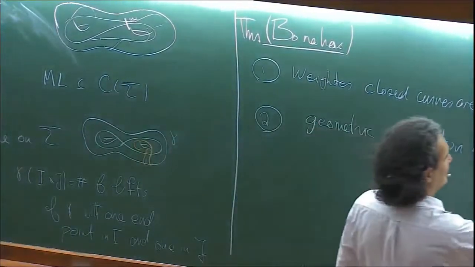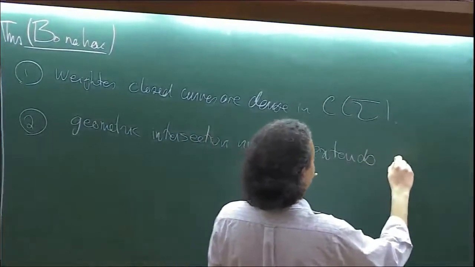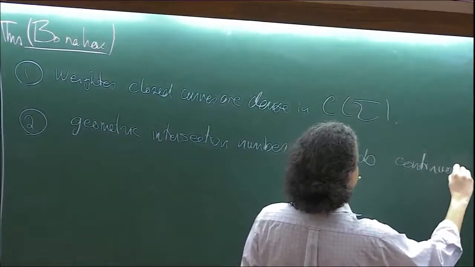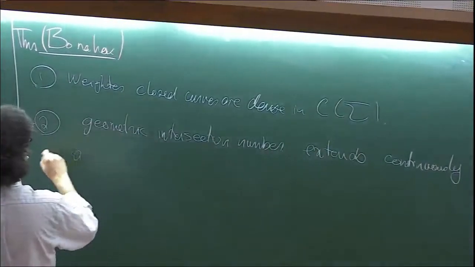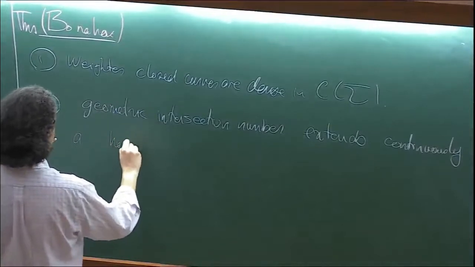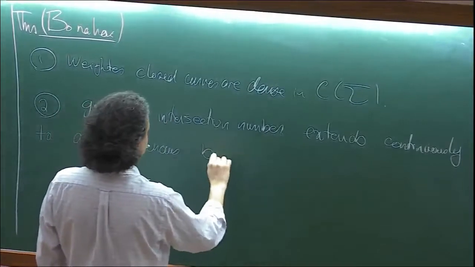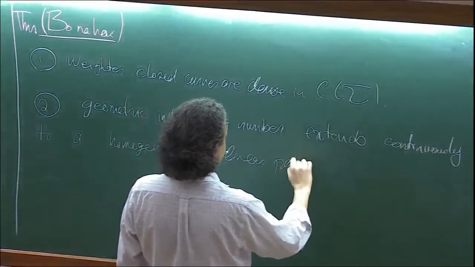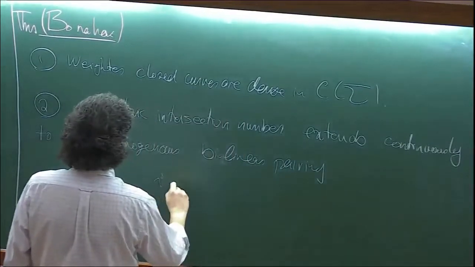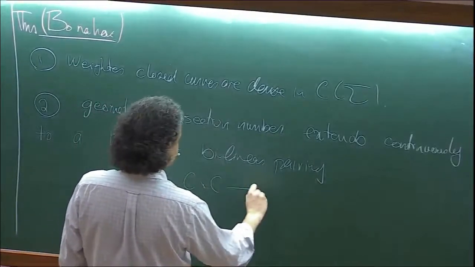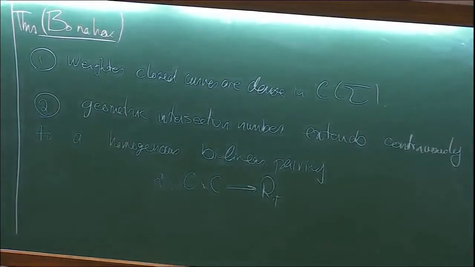And this extends continuously to, let's say, a homogeneous bilinear pairing, which again I call I because it's really the intersection number, from C cross C to R plus. And here is what is important. These guys are dense and there's a pairing between them, and we can extend this pairing to everybody, right? Basically you take a limit in different ways, and the pairings also converge. So that's what you have to show here.